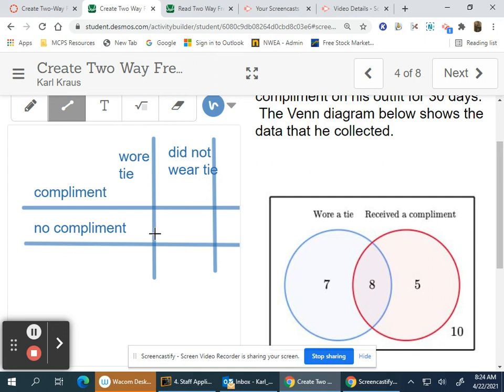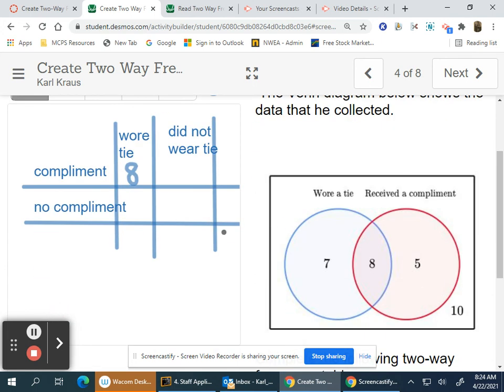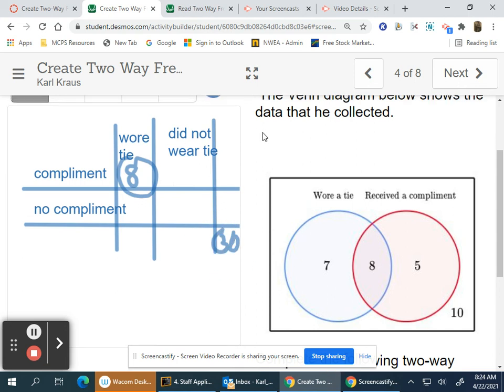All right. So wore a tie, received a compliment. That's both, the intersection, is 8, and 30 is the amount of days he did the study. So this is given.